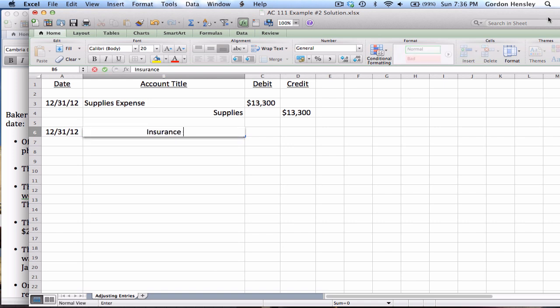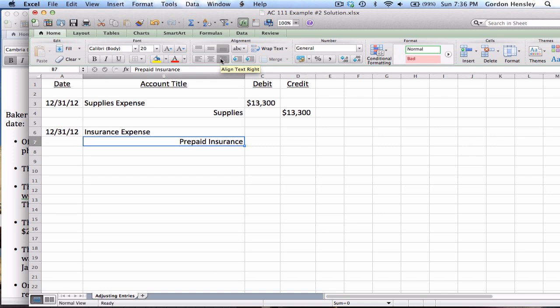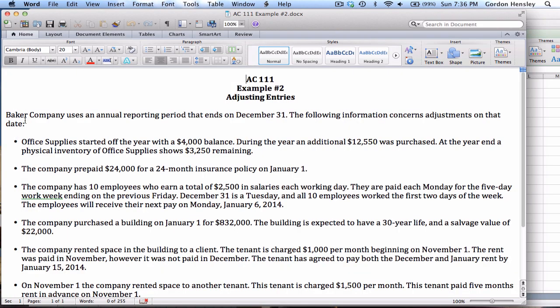So I actually want to debit insurance expense and credit prepaid insurance. That's always the appropriate way to settle this type of adjustment. Because think about it. The asset is decreased and it turns into an expense. So I debit insurance expense, credit prepaid insurance. The question though is how much? How much? Well, think about this. Go back and look at it.